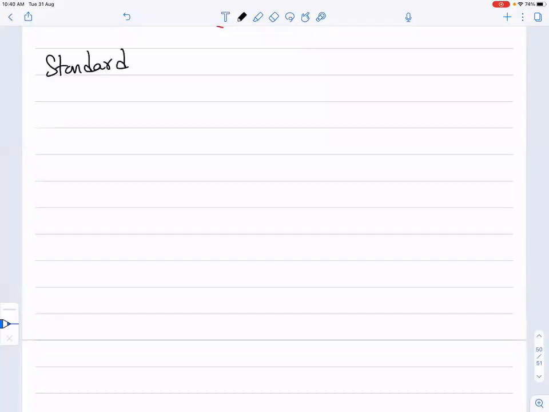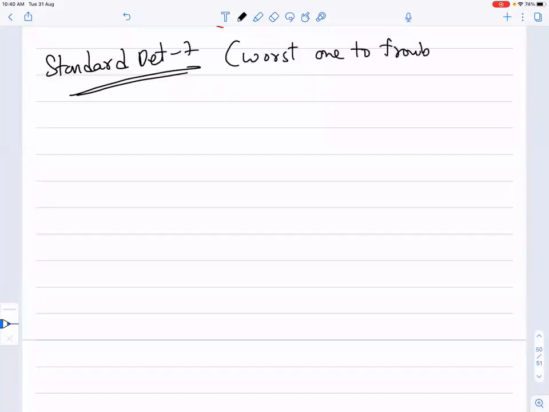Standard determinant 7, and this is the worst one to trouble you. I'm telling you, I've seen this troubling many students. In the exam, it is going to come and you are going to forget it. And you are going to try it and waste your time.